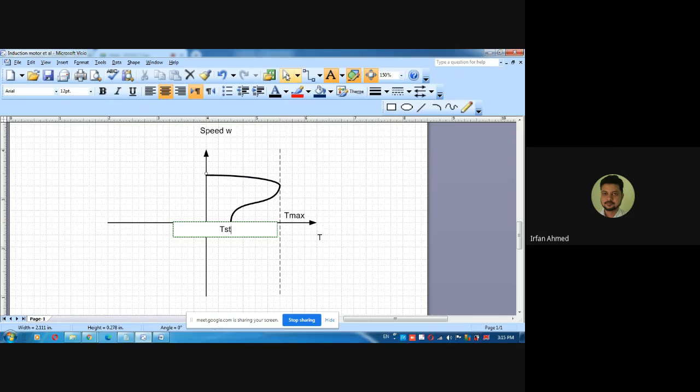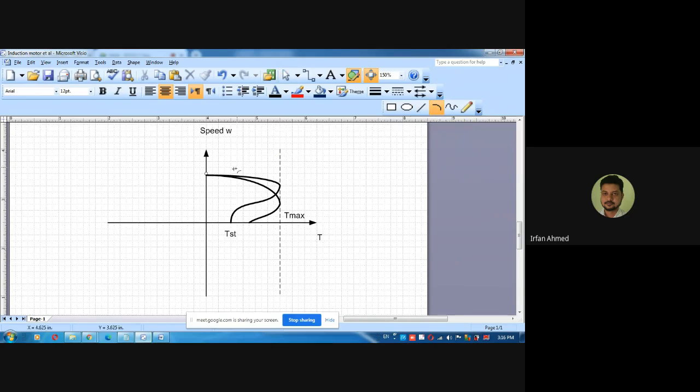Clear? Okay, we have seen yesterday that if we introduce external resistance in the rotor circuit, then there is no change in the value of the maximum torque. But the slip at which maximum torque occurs will increase. So if we increase the value of external resistance, we'll get this type of speed torque characteristic, where the critical slip has increased, but the maximum torque is still the same.